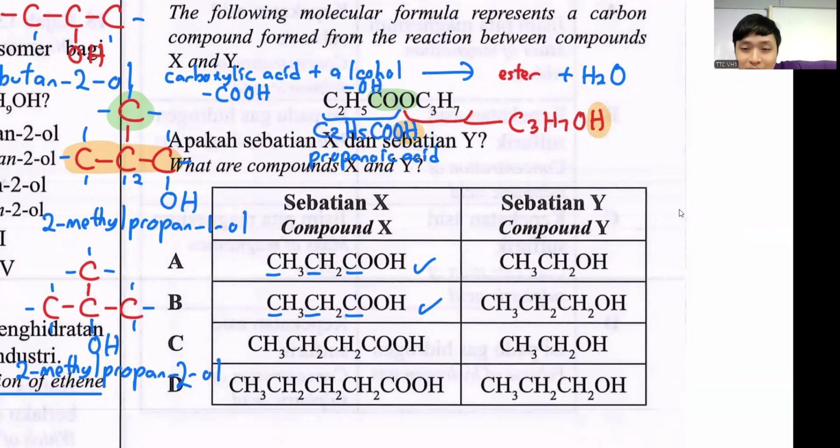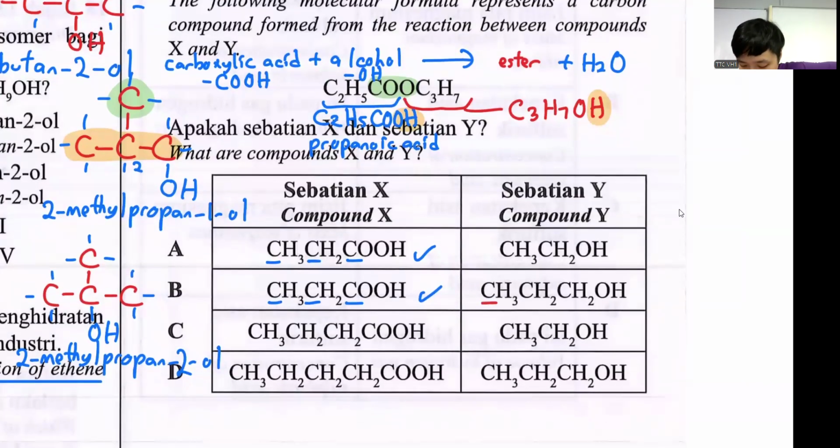So you got 3 carbon again. This alcohol also got 3 carbon. Which alcohol has 3 carbon? B and D. So the answer is B. You understand? It means the front part is carboxylic acid. The back part normally is alcohol.